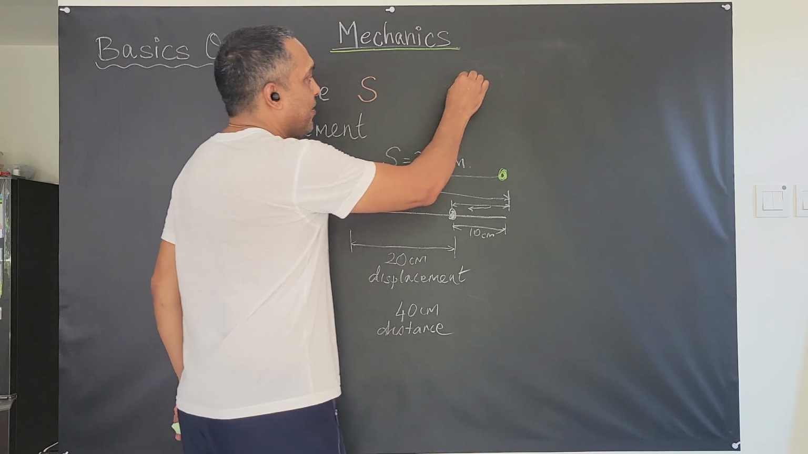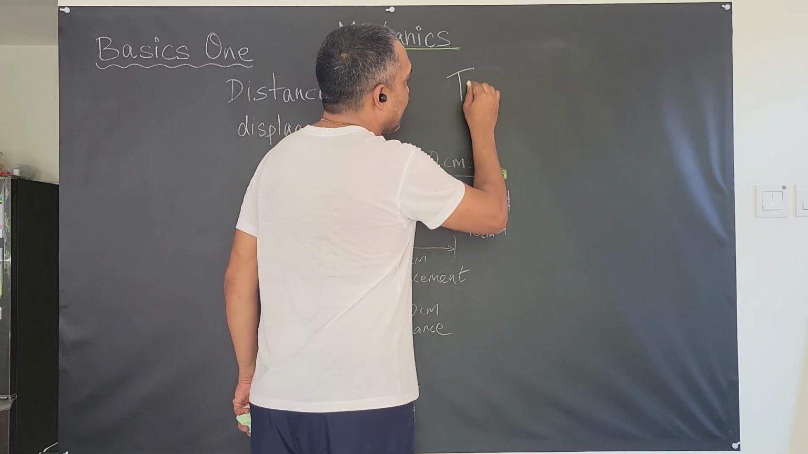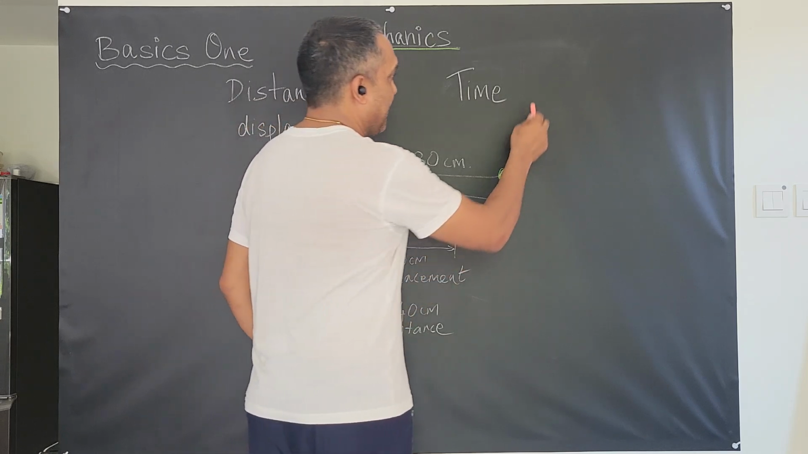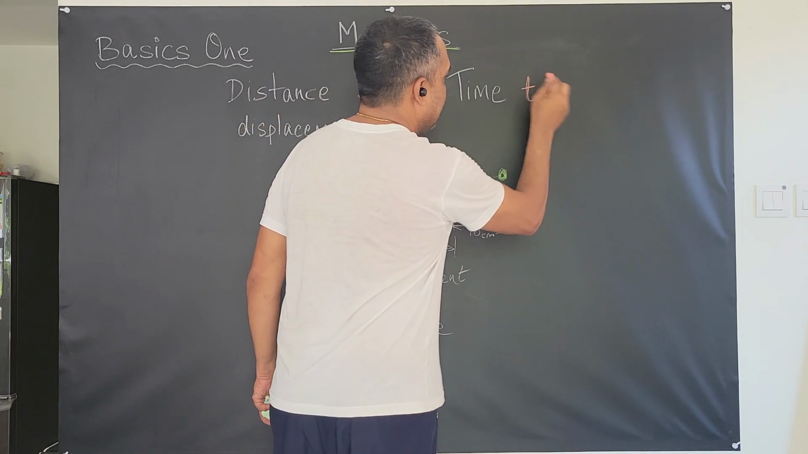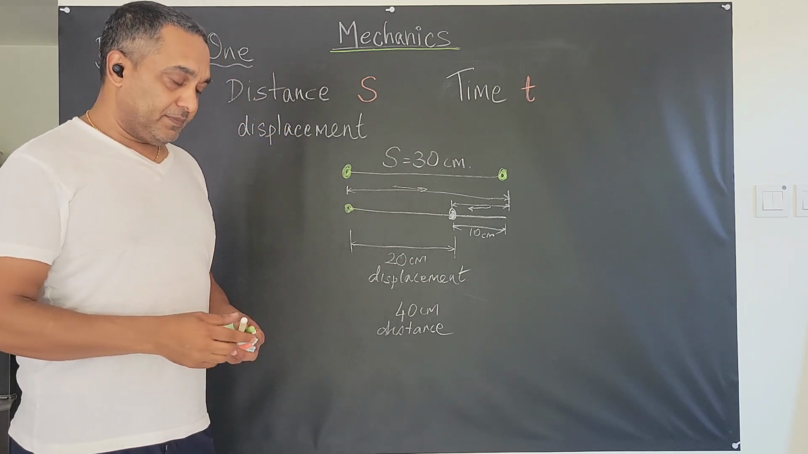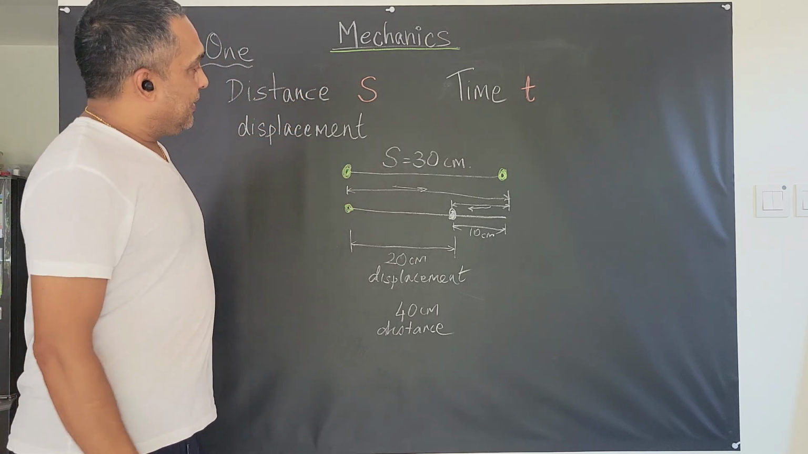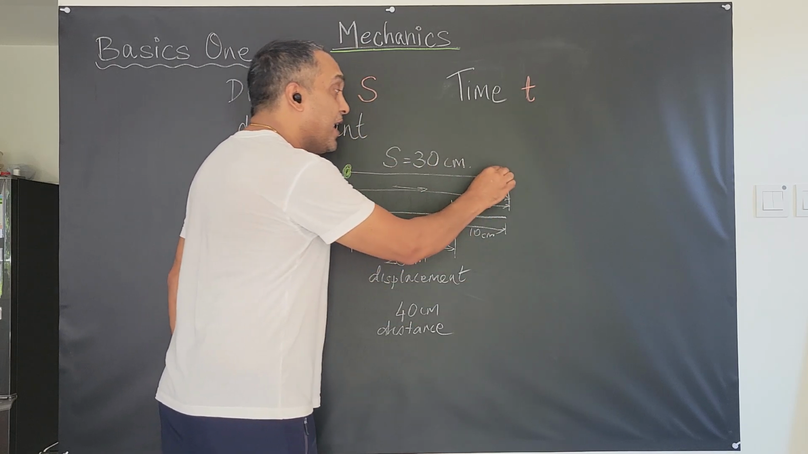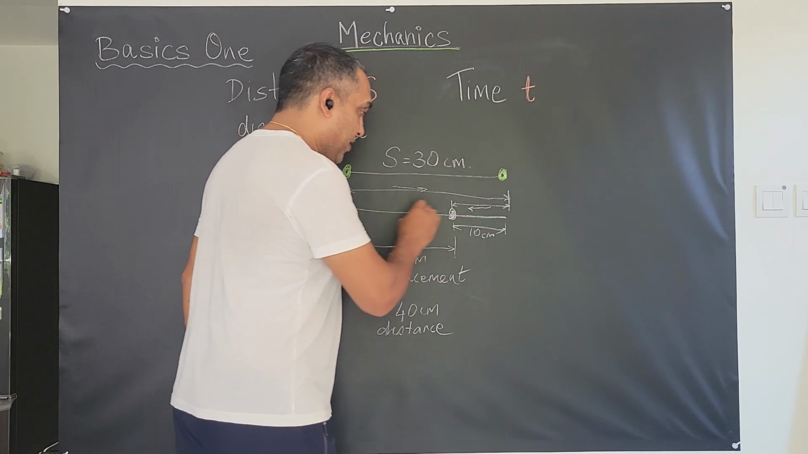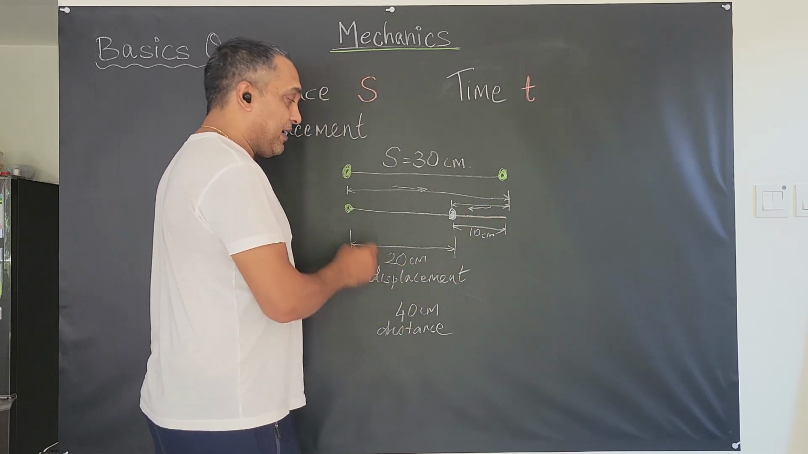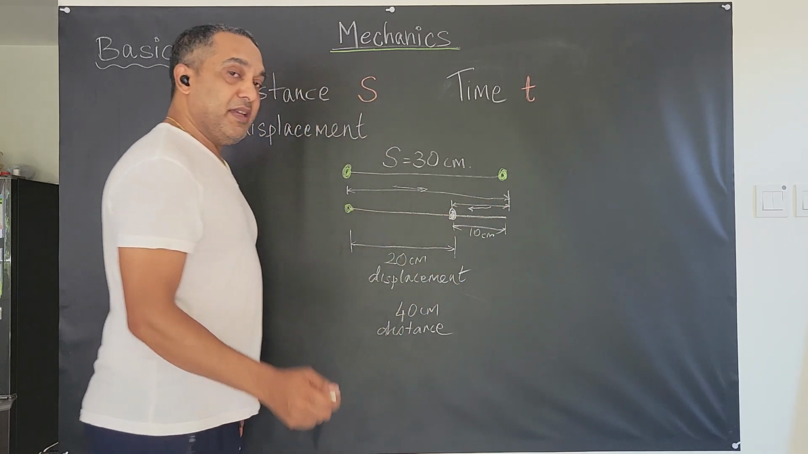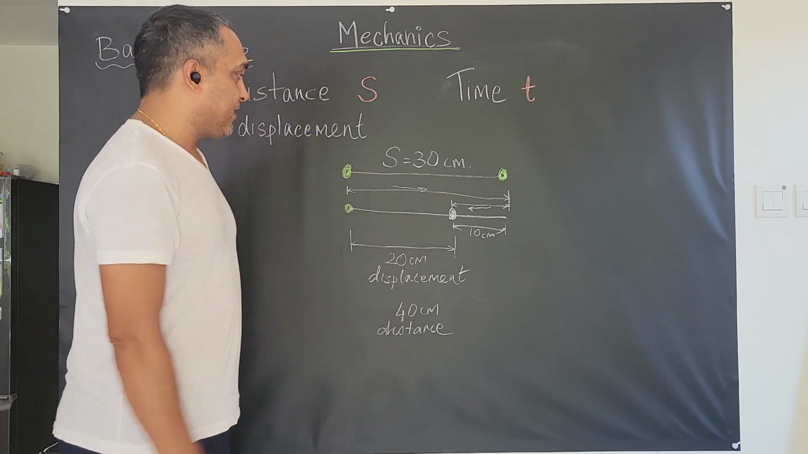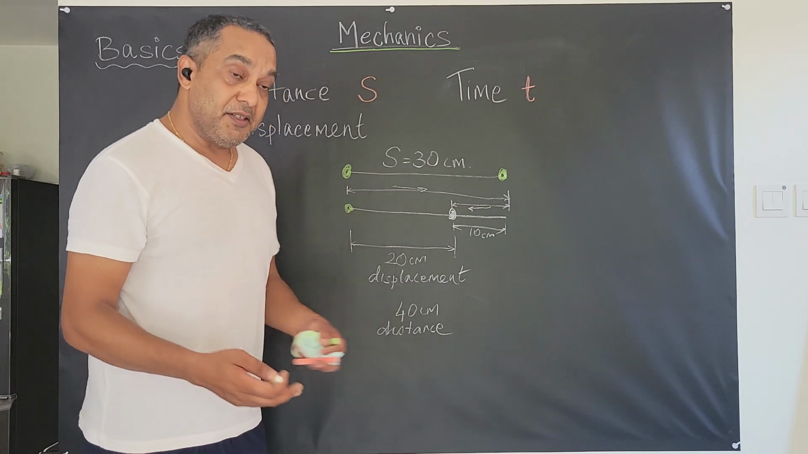The next one we'll talk about, we'll write that here, is time. And I'm going to denote time with a lowercase t. Let's say we took 2 seconds to travel, in which case the time would be 2 seconds. We went up here in 2 seconds and we took another second to come back. Total time would be 3 seconds. 40 centimeters traveled in 3 seconds. 30 centimeters traveled in 2 seconds.